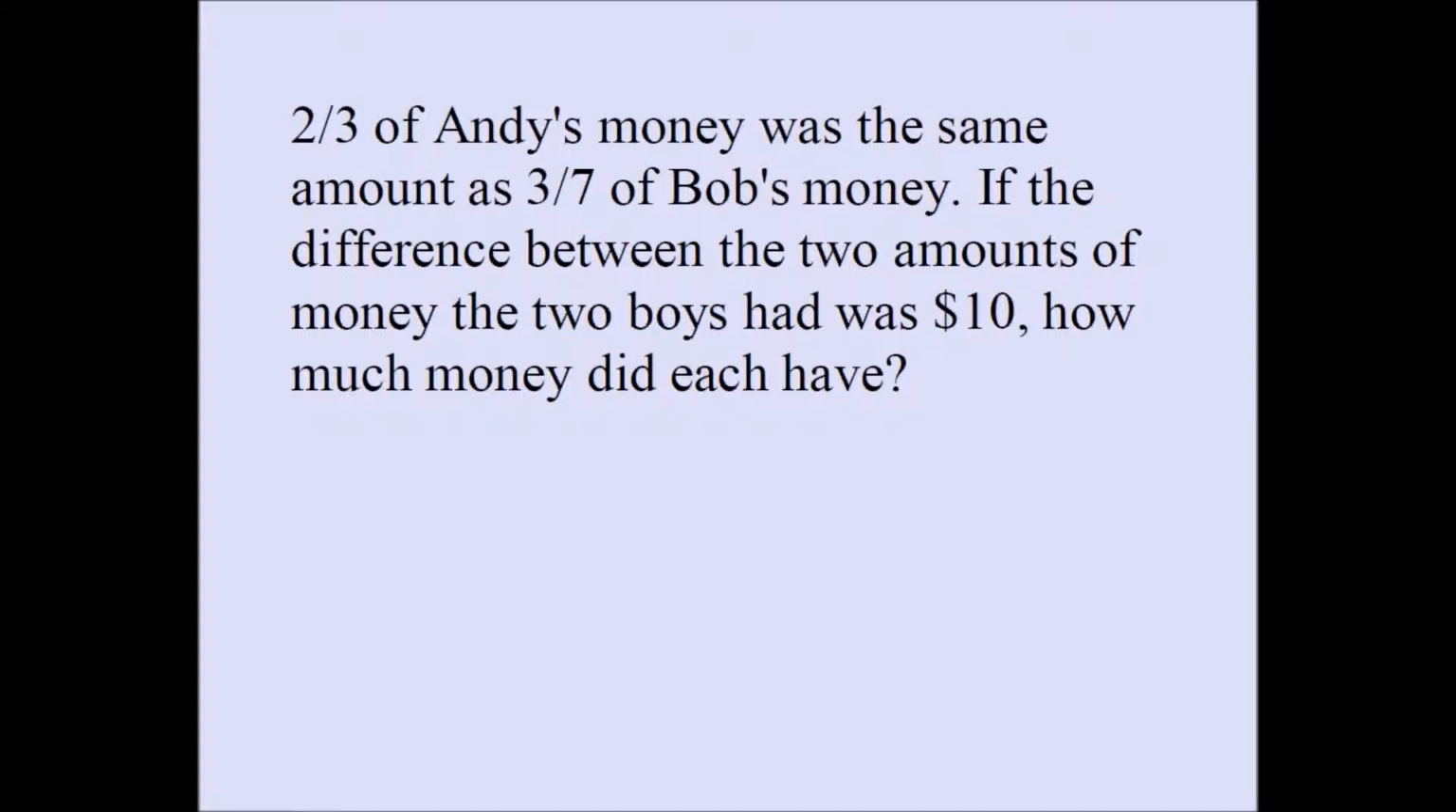We are going to solve this problem visually, and we are going to start with 2/3 of Andy's money and 3/7 of Bob's money. I know these two amounts are equal, and I'm going to represent 2/3 of Andy's money and 3/7 of Bob's money with 6 boxes, and 6 is coming from this 2 times this 3, and we're going to soon see why that's a good choice.